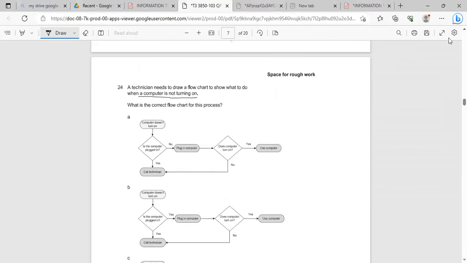All right, so A says computer doesn't turn on. So, does the computer turn on? No. Plug in the computer. You plug it in. Does the computer turn on? Yes. Use the computer. If the computer doesn't turn on, then you call the technician. So A would be the best answer.